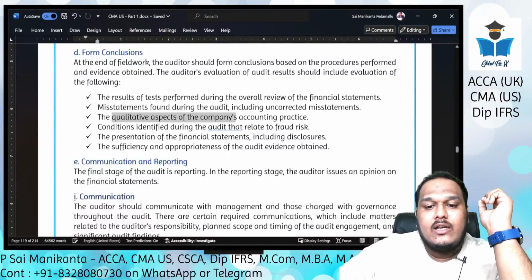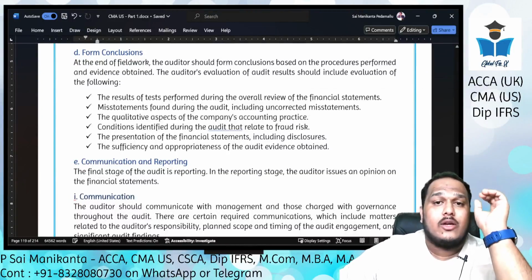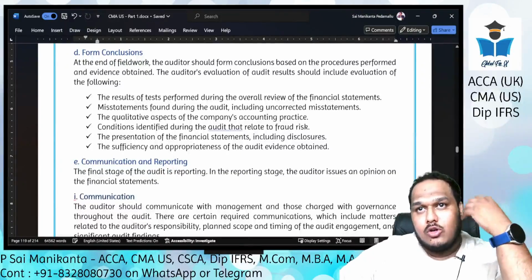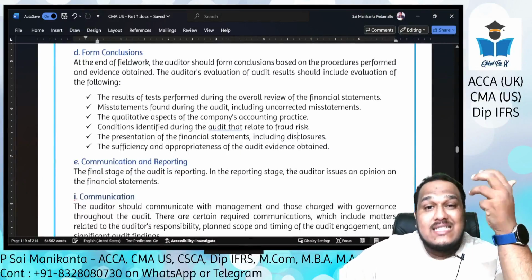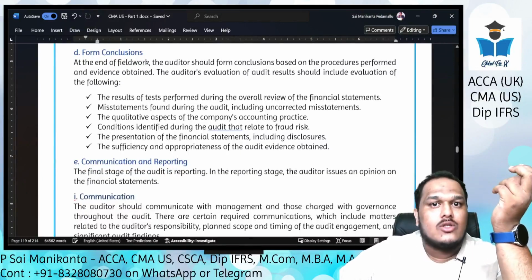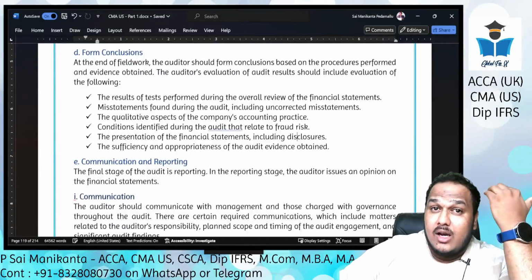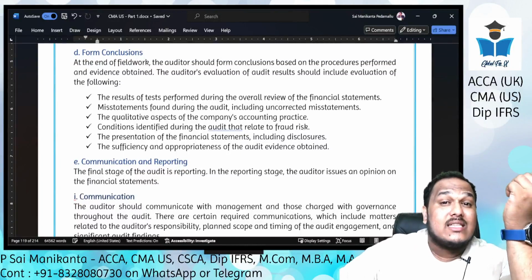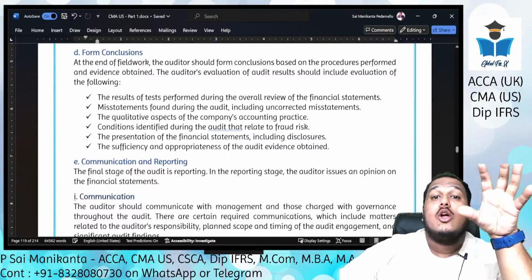The qualitative aspects of the company's accounting practice: whether they are following proper quality of accounting or not. Qualitative practices means how consistent they are with the accounting policies, whether they are following all the accounting guidelines or not, whether their valuation technique is appropriate. Did they hire an external consultant if they don't have the expertise or knowledge required? All that would be included in quality.